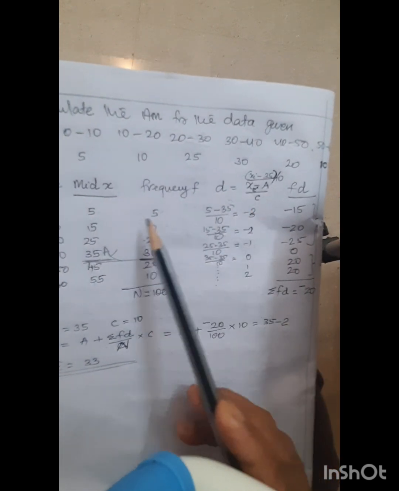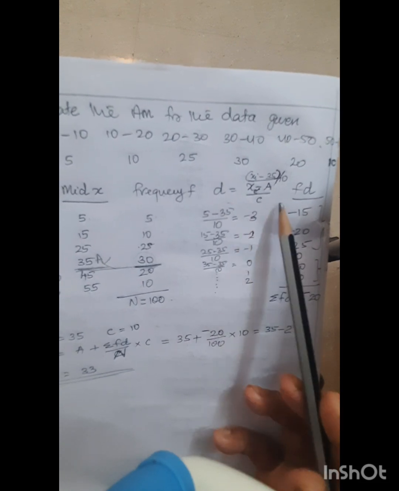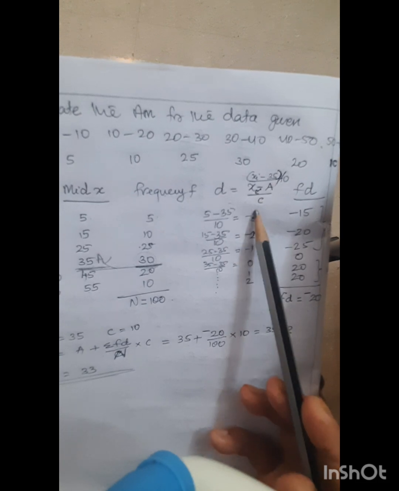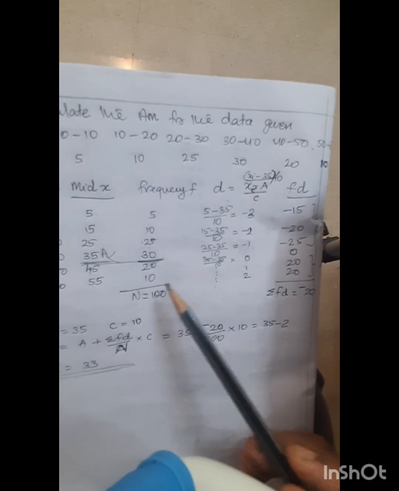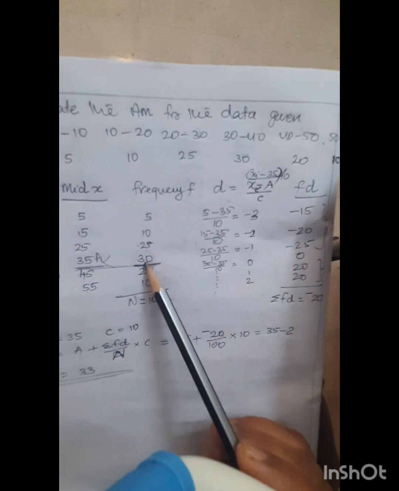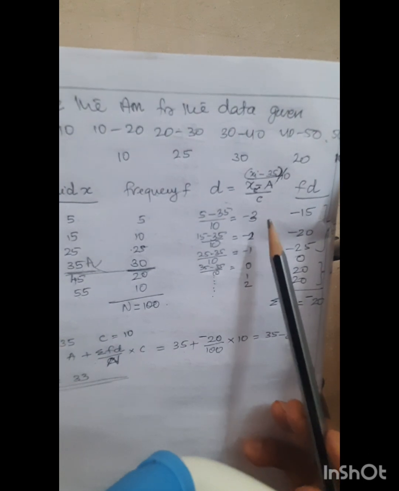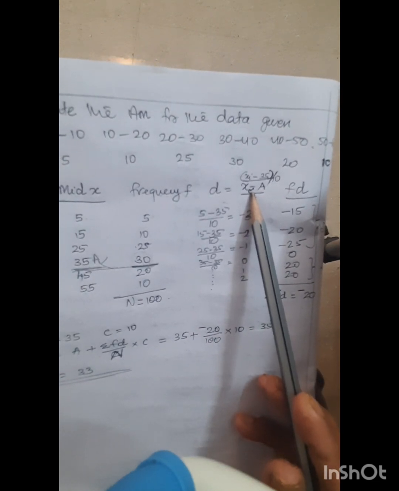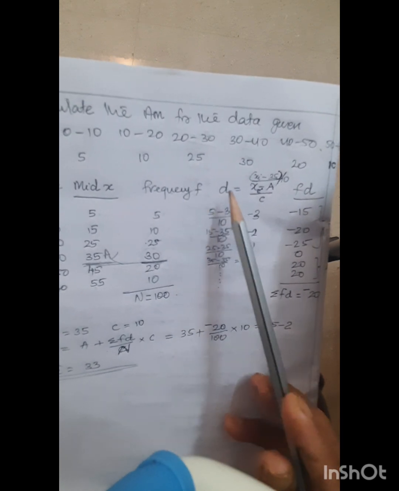If you choose this formula, it is called the shortcut formula. This method is called a shortcut method. If you use this formula d equals xi minus a by c, you can directly write this column as 0 corresponding to the maximum frequency, and above that minus 1, minus 2, minus 3, minus 4, etc., and below that 0, 1, 2, 3, etc. Now we have f here, d here.